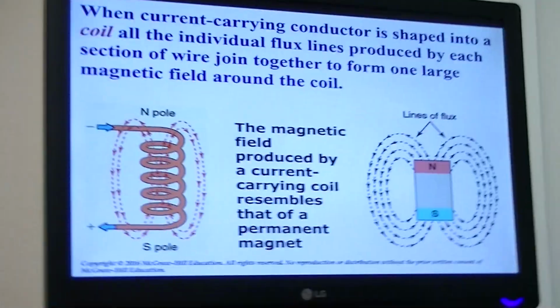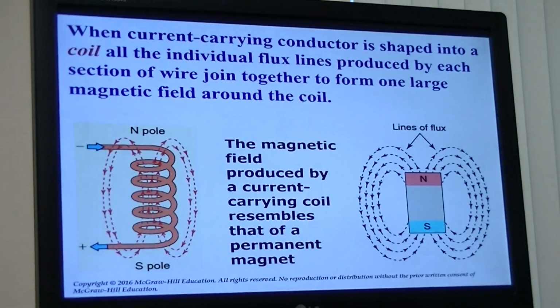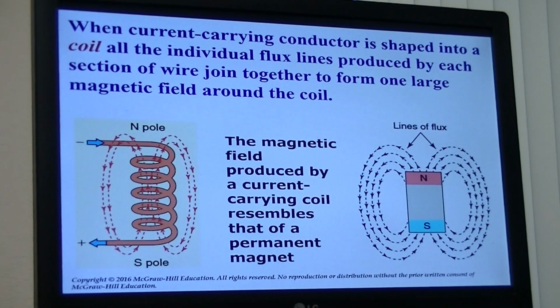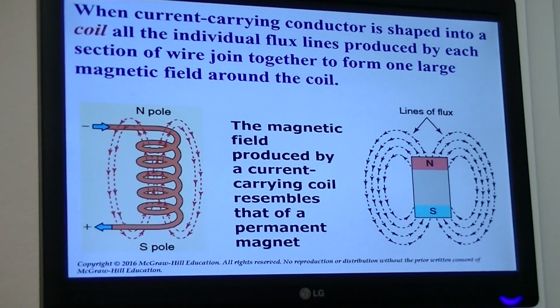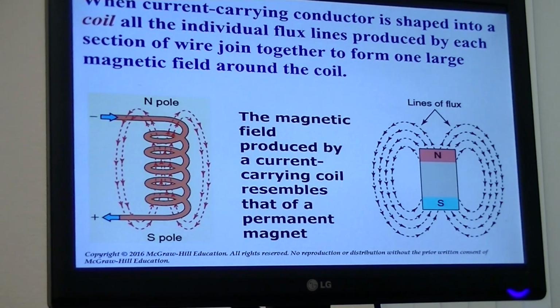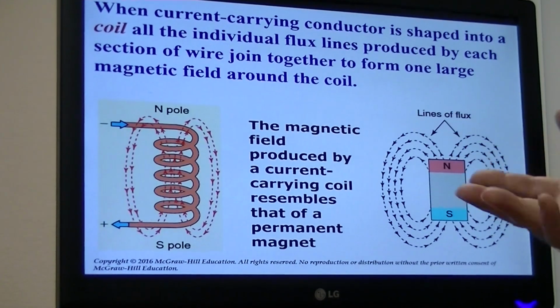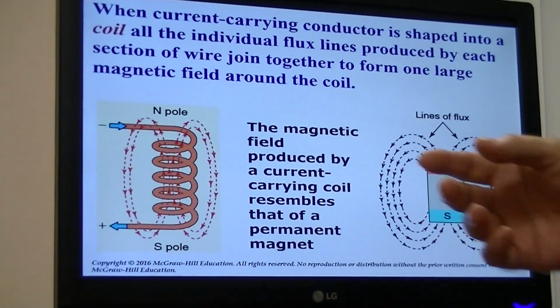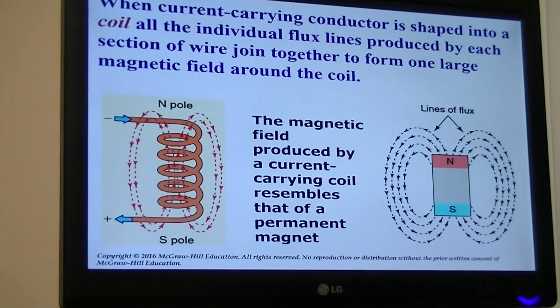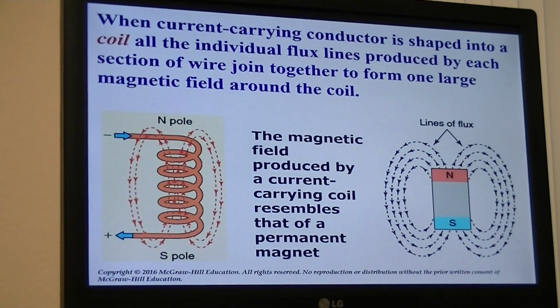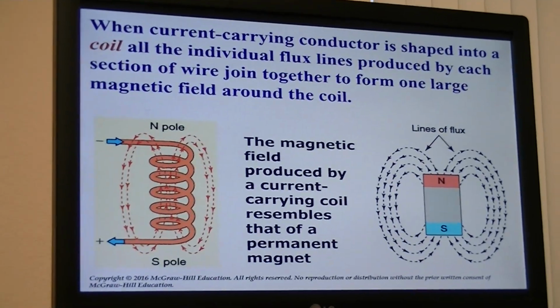So when the current carrying conductor is shaped into a coil, all the individual flux lines produced by each section of wire join together to form a large magnetic field around the coil. All right, again, this is going 360 degrees around that coil. The magnetic field produced by the current carrying coil resembles that of a permanent magnet. Okay, the difference being that you can change the strength of that magnetic field by changing the voltage.